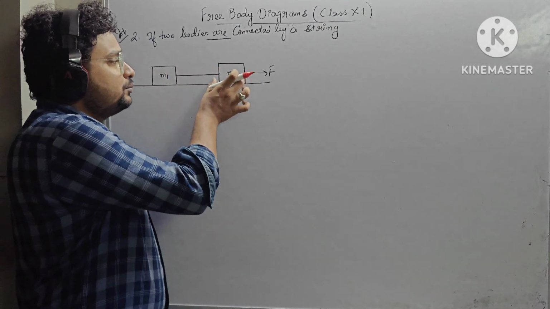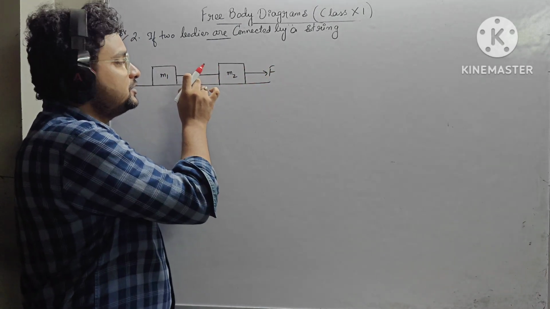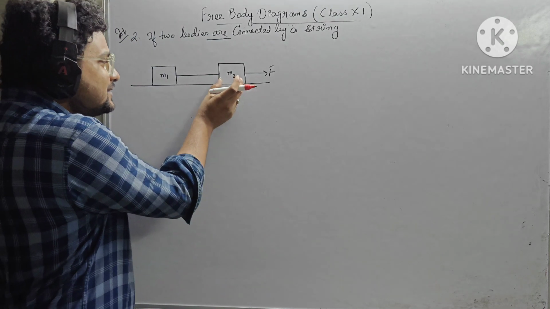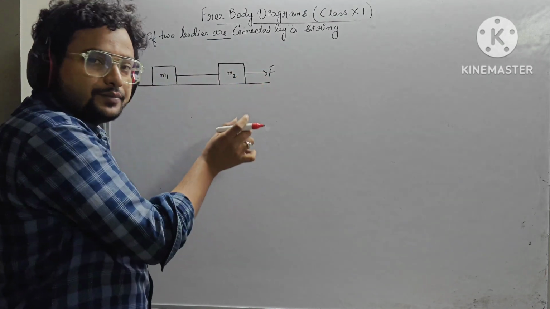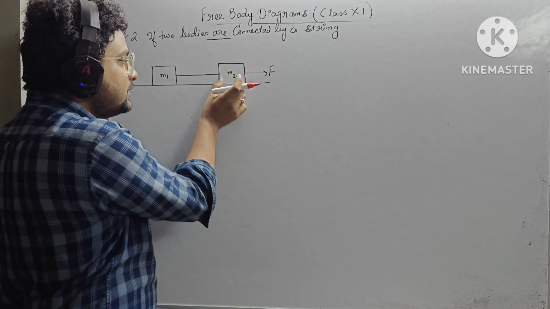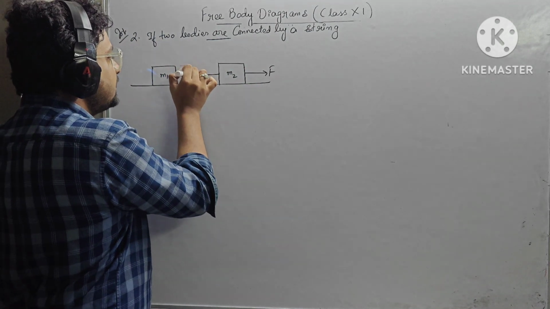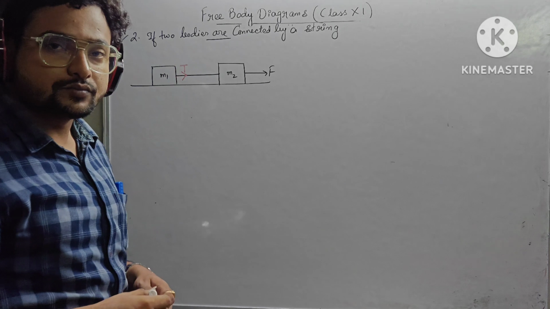Now see, this is the string which is connected between both the bodies. So if I pull this body from this side, this body is going to pull this body. So tension will be acting in this direction. This will be the tension.